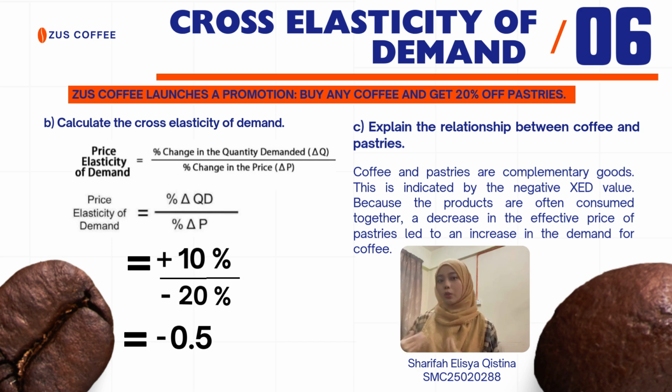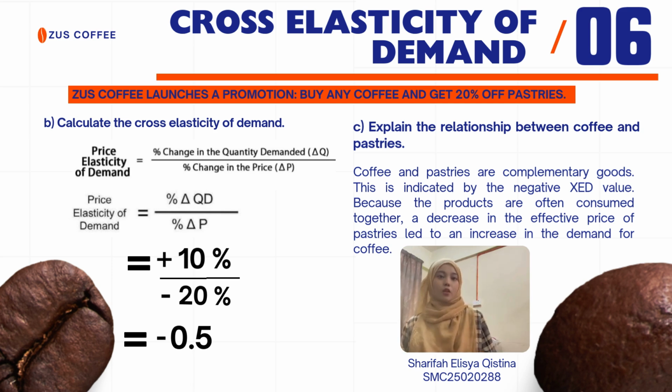We have to look at the information given. First, the information given is that the price of pastries decreases by 20% and the quantity demanded of coffee increases by 10%. After we look at the information given, we fill the formula with it. XED equals 10% divided by 20%. When we type it out on the calculator, we get that the answer is 0.5.